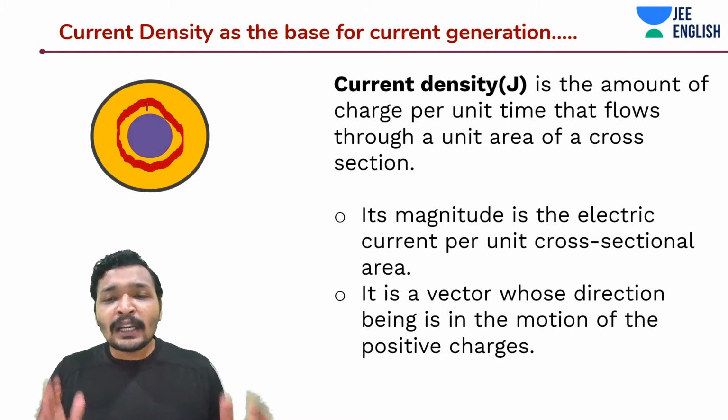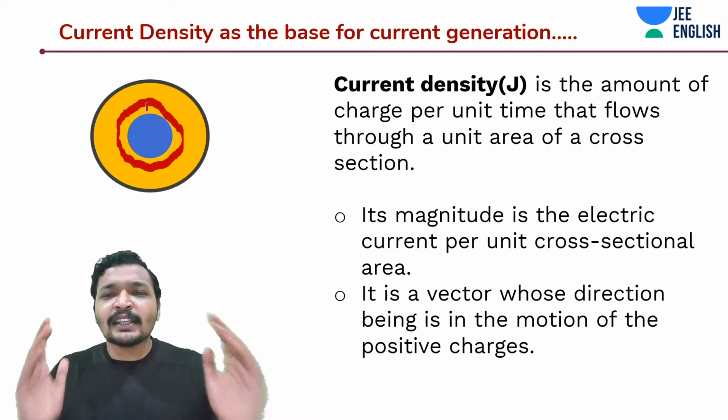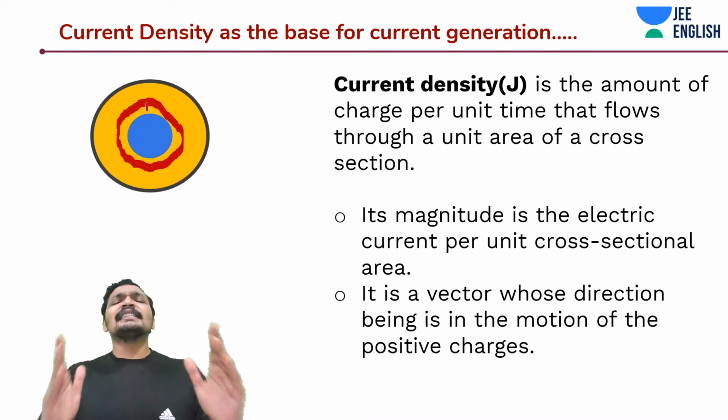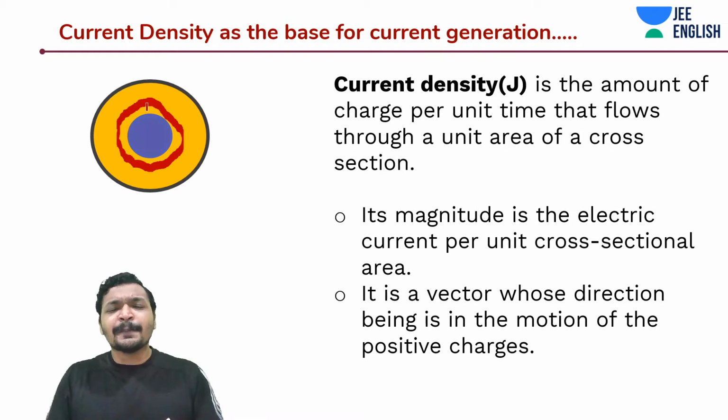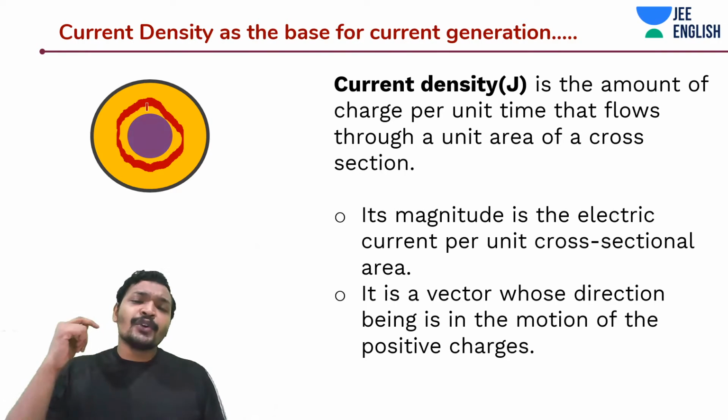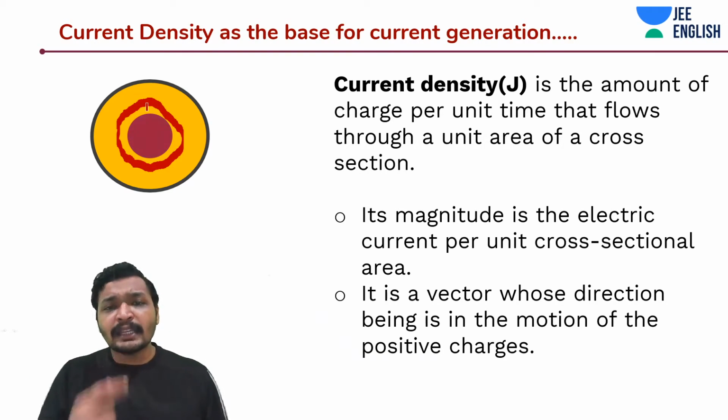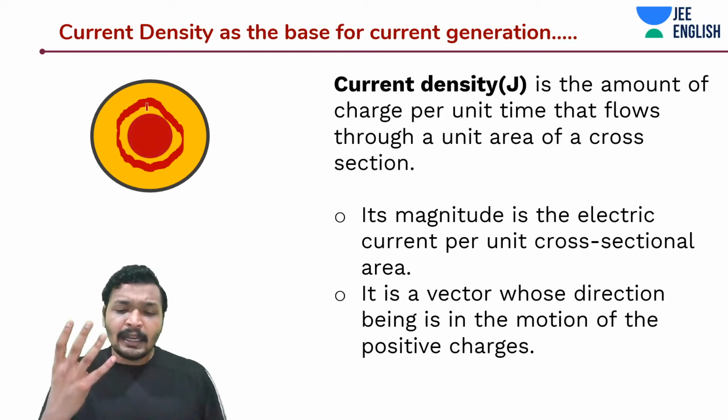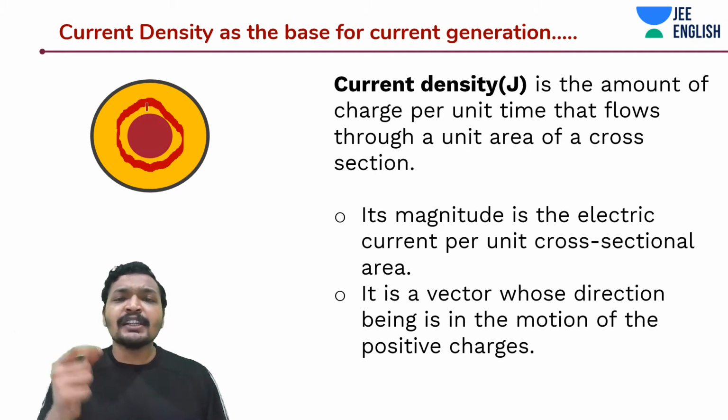Okay guys, so what is current density? Current density is the amount of charge that flows per unit time, per unit area. So you are not worried about area specifically in current density. Current density can vary from particular region to region.